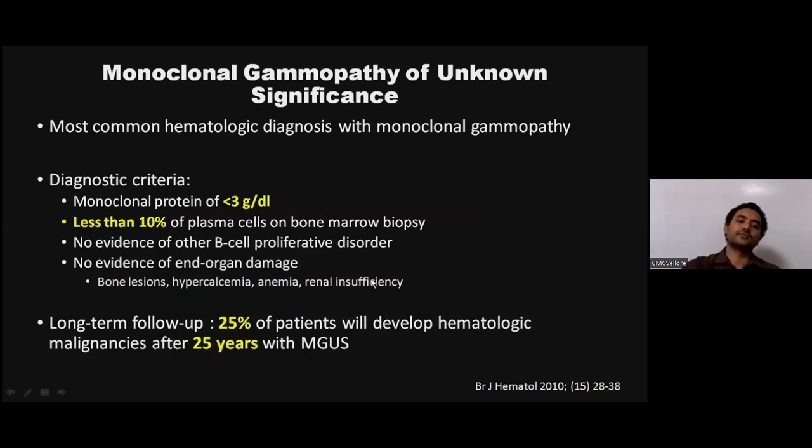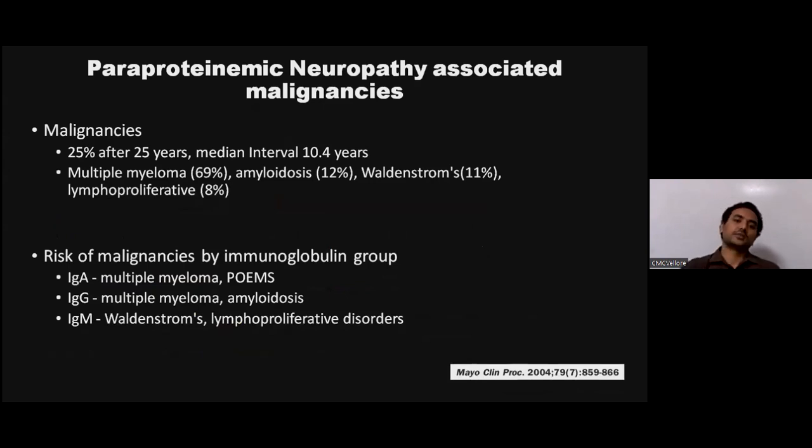Even on long-term follow-up, 25% of patients will develop hematologic malignancies after 25 years with MGUS. So the associated malignancies, as I said, after 25 years one quarter of the patients can have malignancies like multiple myeloma, amyloidosis, Waldenstrom's, and lymphoproliferative disorders like CLL. Regarding the risk of malignancies by immunoglobulin group, IgA or IgG can degenerate into multiple myeloma, and IgM, as we know, would be going into Waldenstrom's macroglobulinemia.